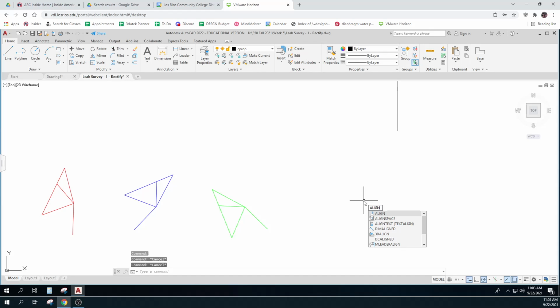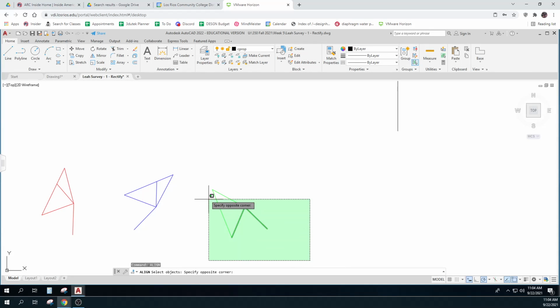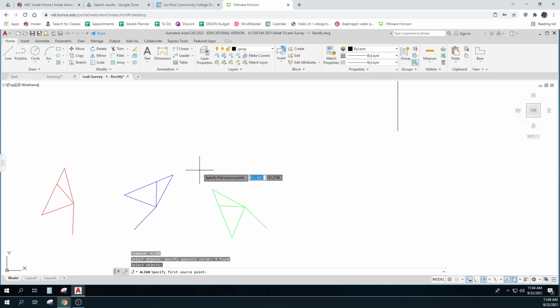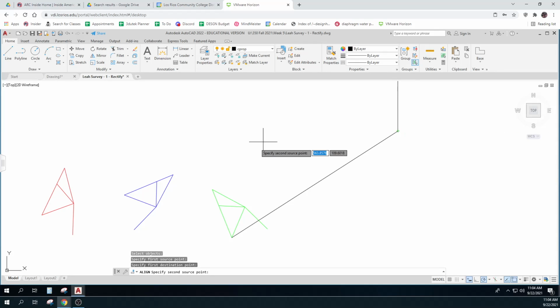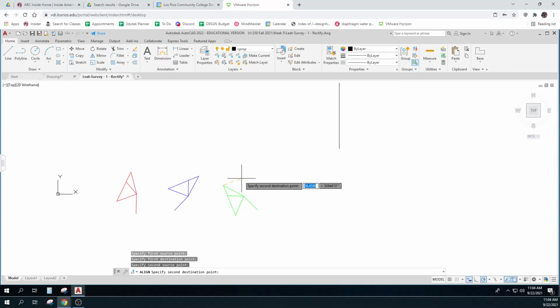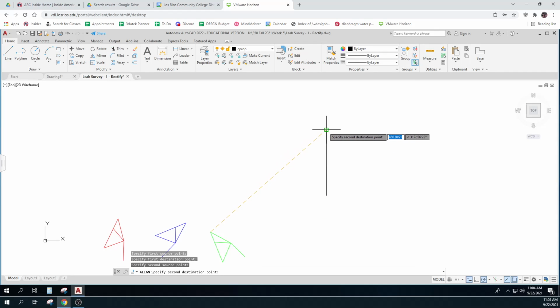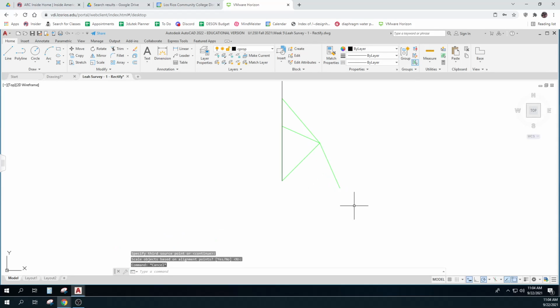ALIGN, enter, select my objects, enter, and then I pick a point on my object and then click a point, and then a second point on my object and click a point, and it says, do I have a third point? No. And do I want to scale these? No. So there we go. And that's it. Now you can kind of see how that matched up.